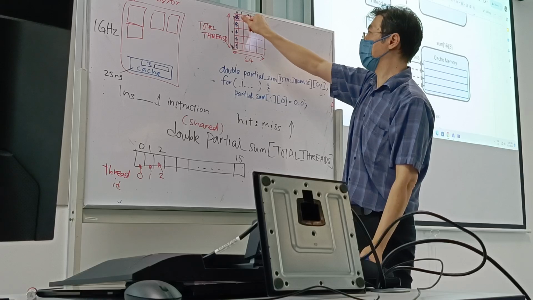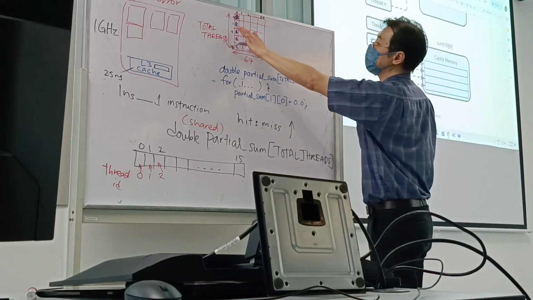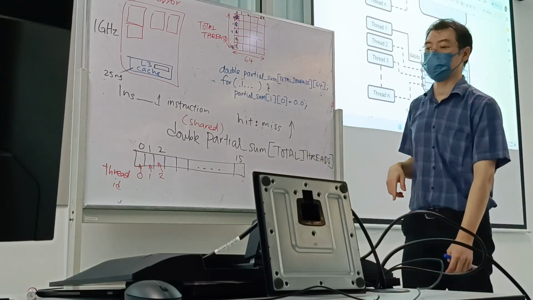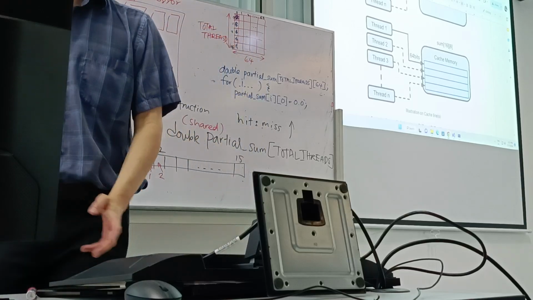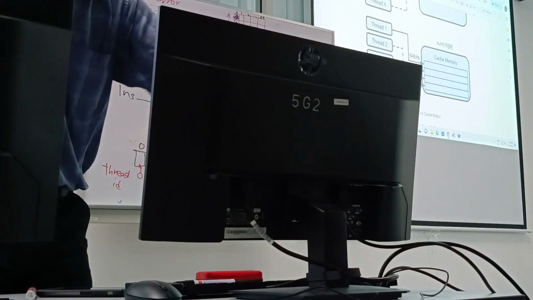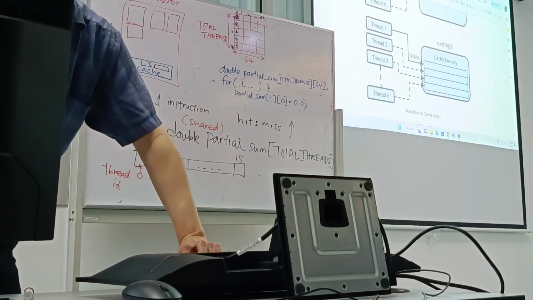So when you read, there will be one cache line, and when you read the second one, it will be another cache line. So each thread is going to use a different cache line, and they are not going to have false sharing. Without false sharing, you get a better result. So let's see the result.